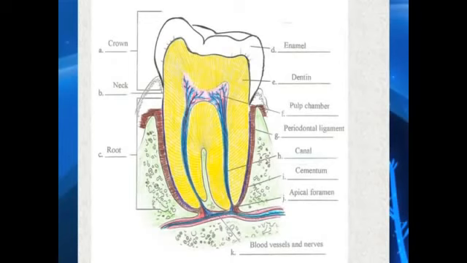Now, one of the things that's a little confusing when you're looking at this drawing is that the nerve and blood supply give you the illusion that they go in straight lines. Later, you'll see how that's not necessarily always so.